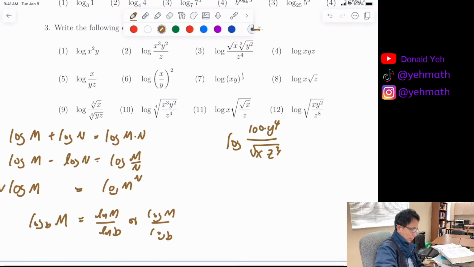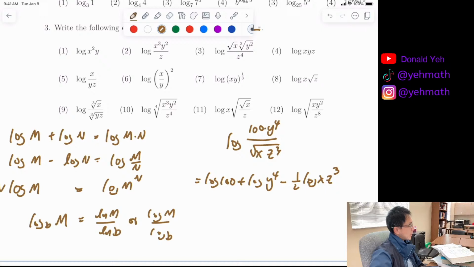Well, you see the top is multiply each other, right? So it must be log of 100 times a plus log of y to the 4. Does that make sense? X z to the y. Minus 1/2 log of x z to the 3rd. Why is minus 1/2 log z to the 3rd? Because this can change to 1/2 power, right? You follow me?